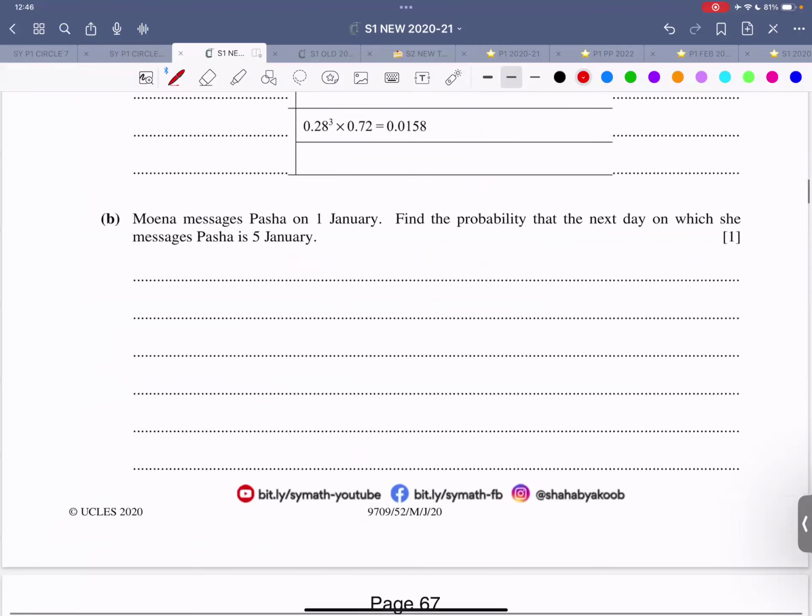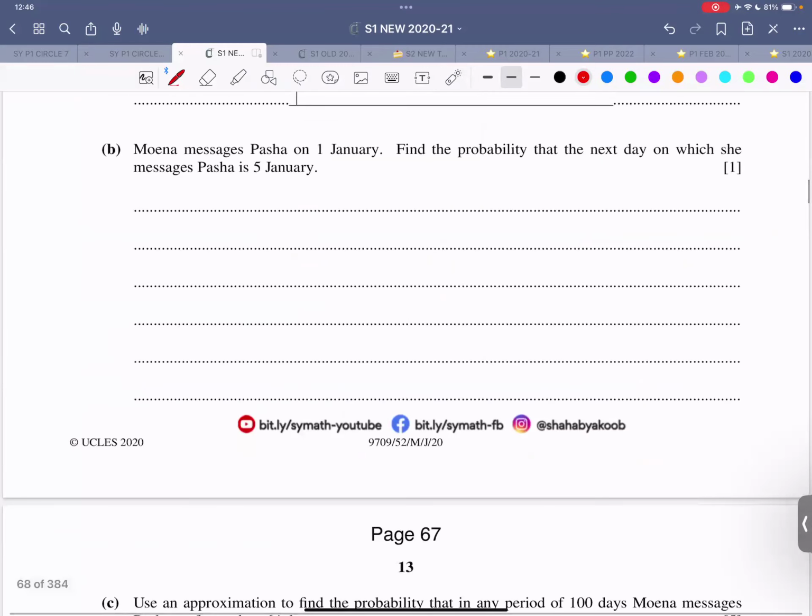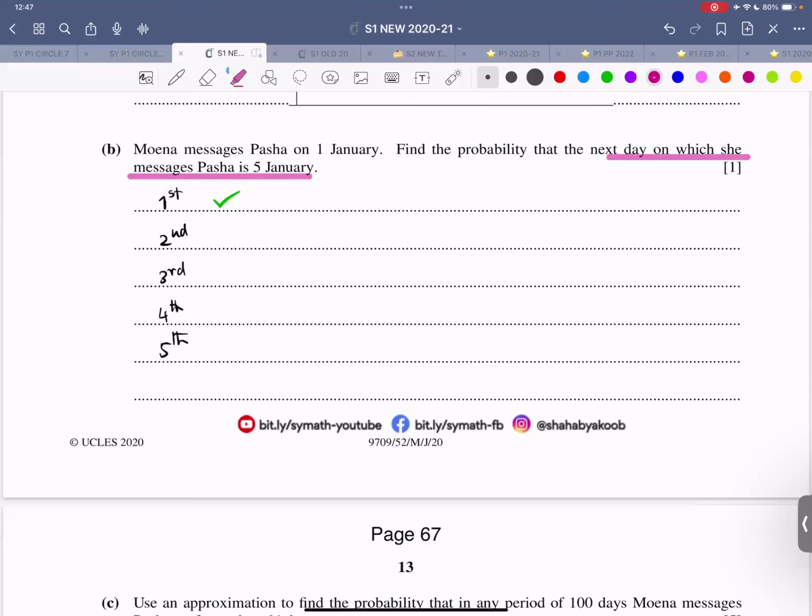Now, what is this? It says Moina messages Pasha on 1st January. So this is 1st, and then 2nd, and then 3rd, and then 4th, and then 5th. It's talking about till 5th. Moina messages Pasha on the 1st of January. The message is gone. Find the probability the next day on which she messages. The next day on which she messages is 5th. So now we are starting our journey from the 2nd, from here downwards.